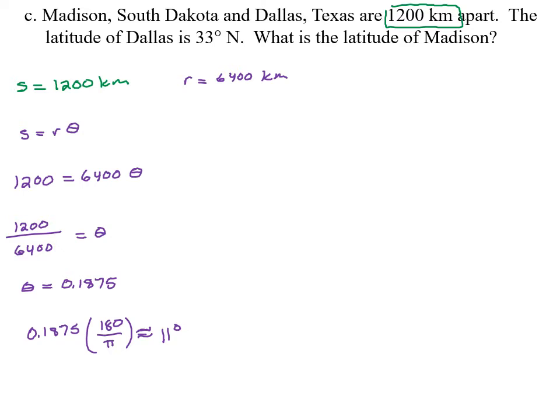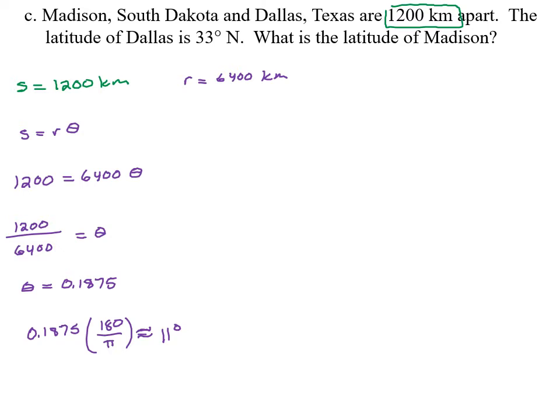Now here's something you also have to know about the map. You have to know that South Dakota is north of Dallas, Texas, because when we do our angle, we have to decide whether to subtract the two or add the two. You have to know that they're both in the northern hemisphere, so you would have to subtract them.